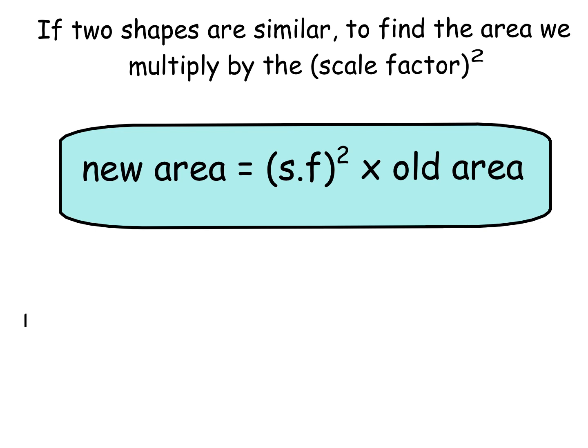So if two shapes are mathematically similar, to find a missing area in another shape, you simply multiply by the scale factor squared. So I have this little formula here. I never ever write this out. I just write it at the top of the page and then that's it. So if I want to find an area of a new shape, it's whatever my scale factor is, I square it and I times it by the old area.